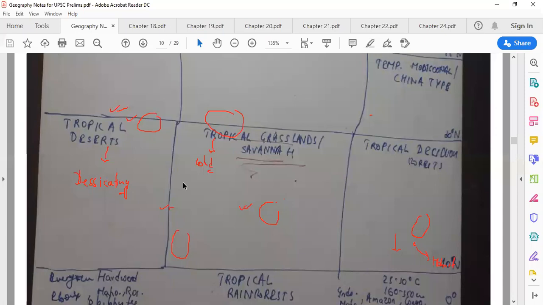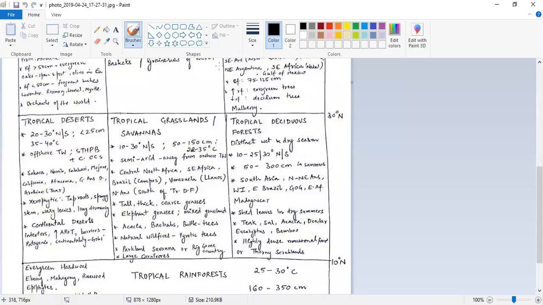So tropical desert, 20 to 30 degree or 10 to 30 degree north, offshore trade winds, and they have a desiccating effect. Sahara, Namib, Kalahari, Mojave, right? Xerophytic, tap roots, and continental desert. That's it. Fine. So we have dealt with most of the portion.